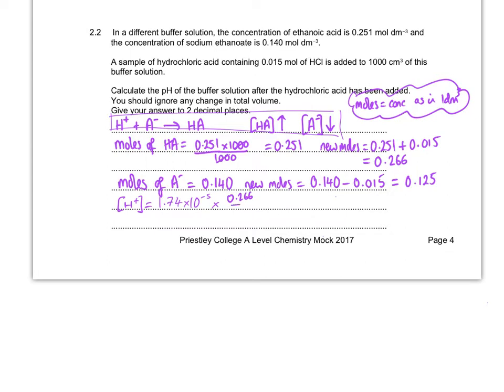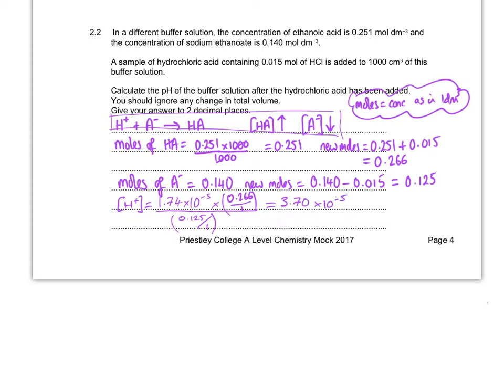I might be tempted to show the examiner that I'm turning it into a volume, into a concentration. And it shows an appreciation that you're not just putting moles straight in. Okay, that gives me a value of 3.70 times 10 to the minus 5.